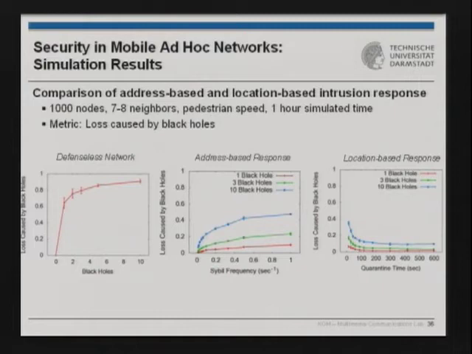Holes, which is just 1% of the nodes in the network, then you will have drop ratios, loss caused by the black holes, of more than 90%. And if you consider that there will be some inherent loss due to collisions, due to route breaks, then this network will be down.